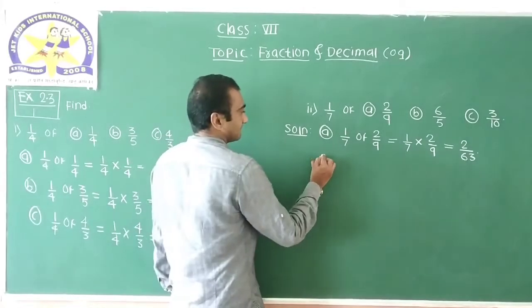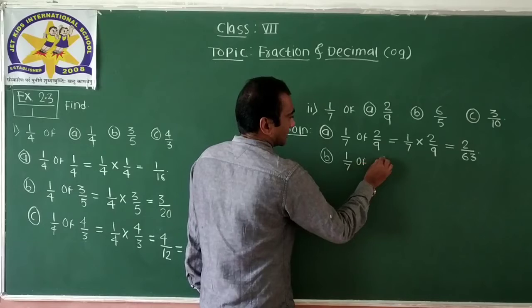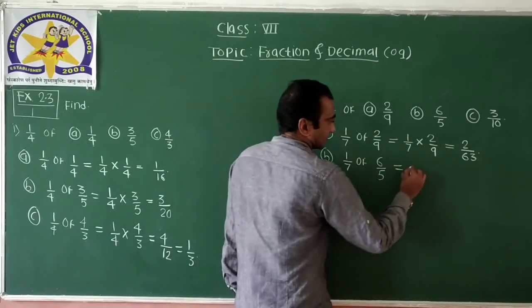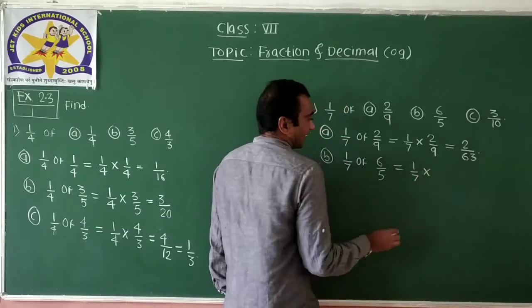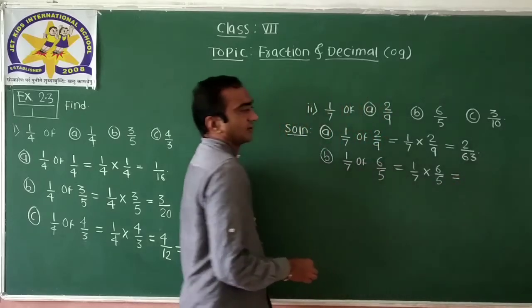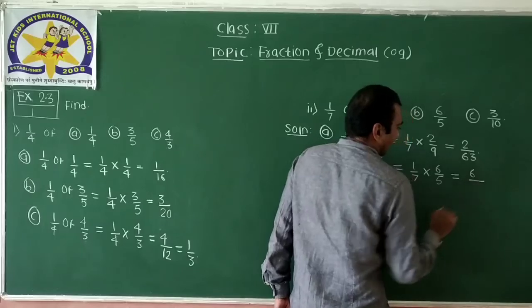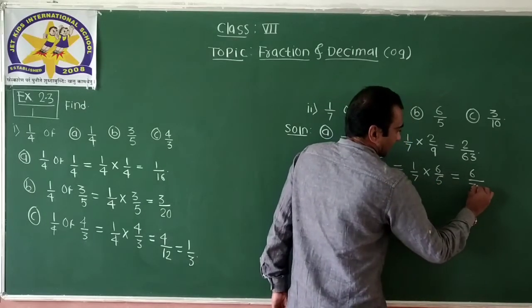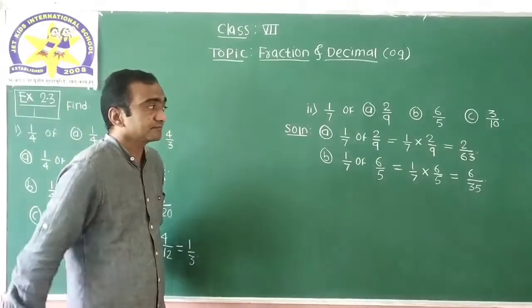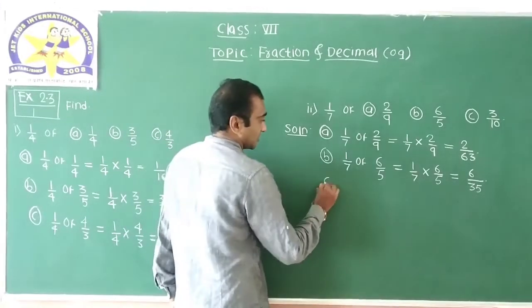Question number B, we have to find out 1/7 of 6/5. 1/7 of 6/5 means 1/7 multiplied by 6/5. Make a multiplication here again. 1 multiplied by 6 is equal to 6, divided by 7 into 5, 35. So the final answer will be equal to 6/35.